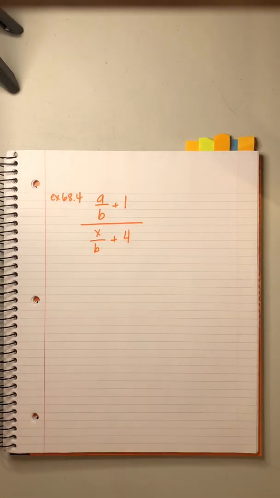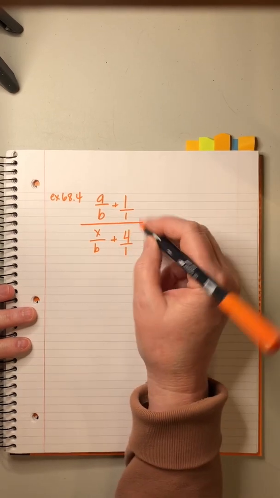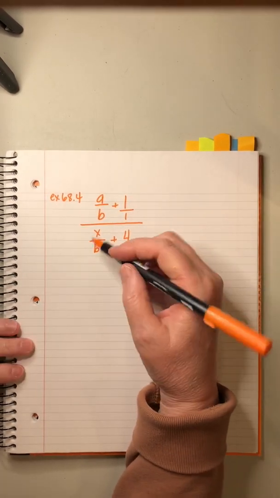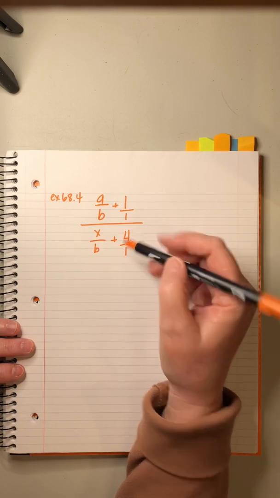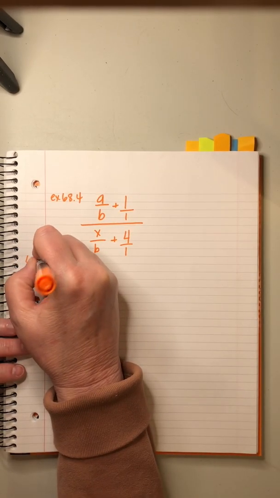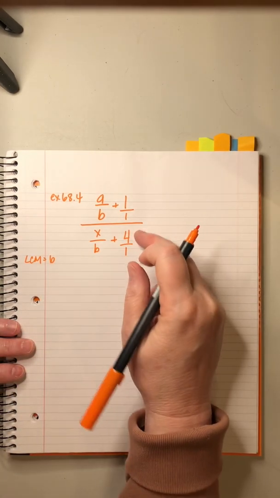All right. I want to put these over a 1 right away. I don't like having floating people. You know how I feel about that. We go to the basement. We say, oh, we're going to have to make those smush. Our least common multiple is b. So we're going to have to multiply this one by b over b.